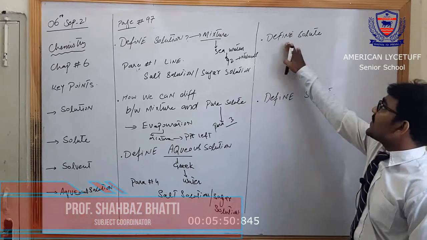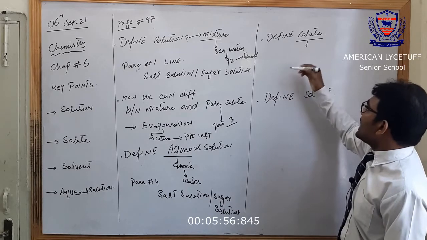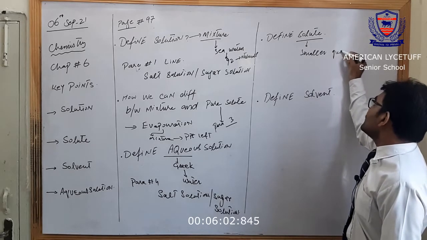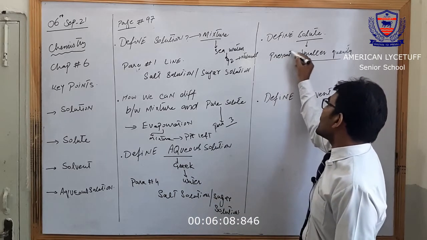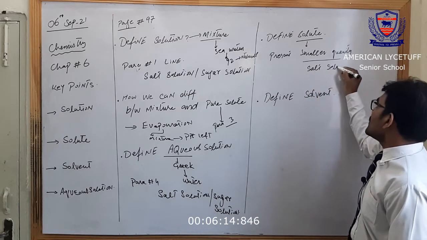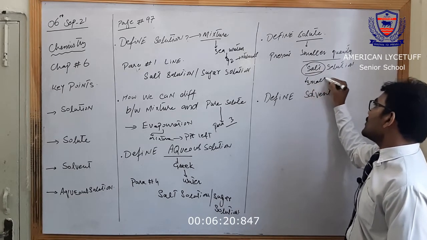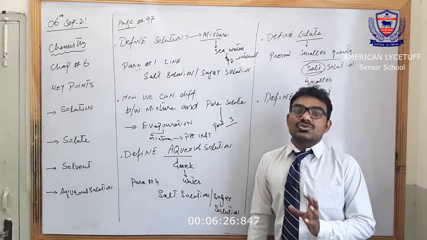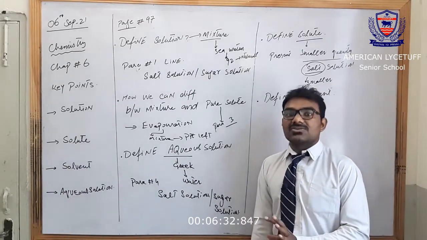Next question is define solute. Solute is any substance which is present in the smaller quantity. For example, in a salt solution, salt is present in the smaller or lesser quantity. So in the example of salt solution, salt is an example of solute, which is present in the lesser quantity. Water is present in the larger quantity, that's why it is known as solvent.